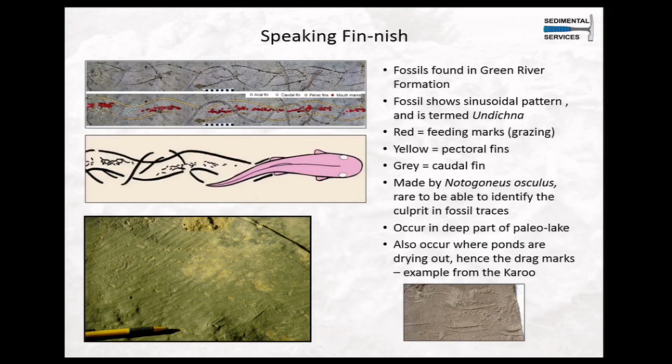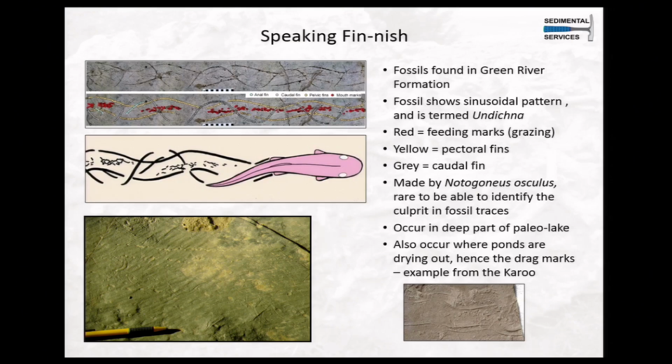Another nice fish trace fossil is fish fin marks. And probably the best known example is from the Green River Formation, and it's from a type of fish called Notogoneus. Once again, how do you know what kind of fish made these marks? Well, in this particular trace, you can see that there's a whole variety of marks here. So you've got red marks in the middle, which are the feeding traces. They kind of look like this, where the fish has just been browsing on the seabed.